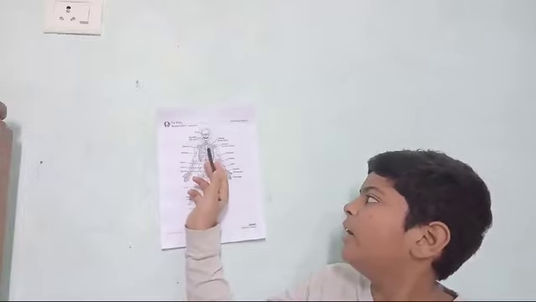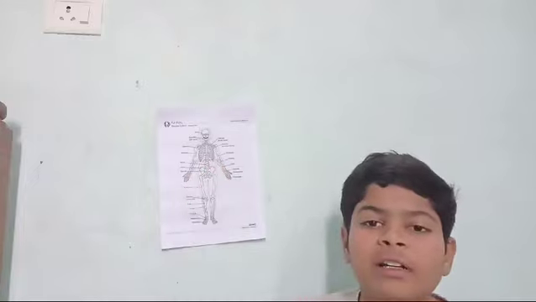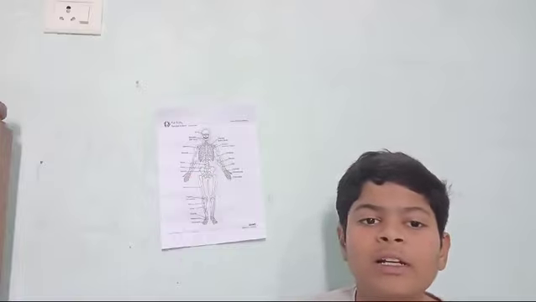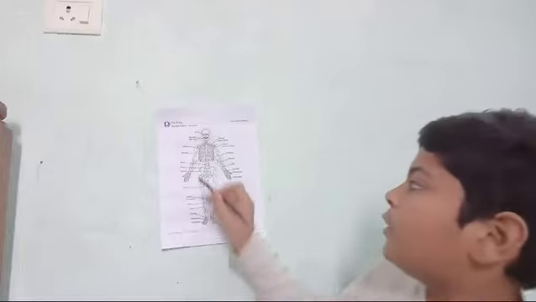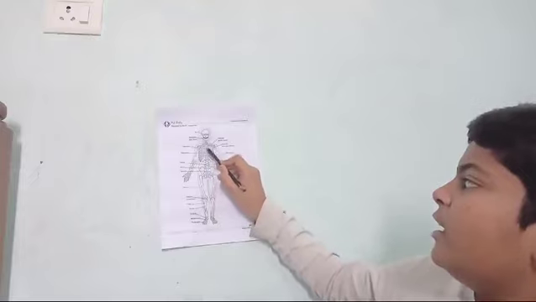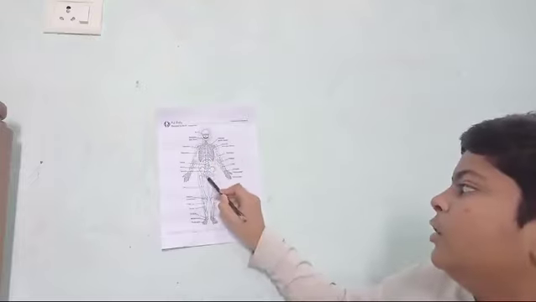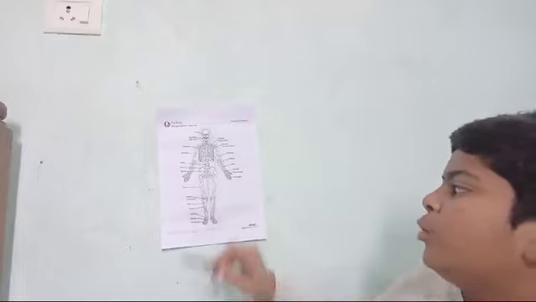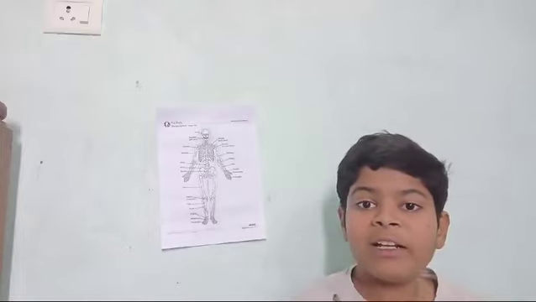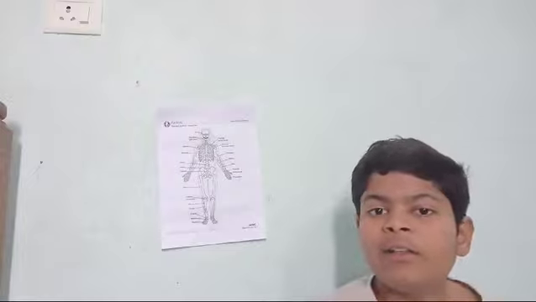Now here comes our girdle. We have two types of girdle. First is the pectoral girdle and then the pelvic girdle. The pectoral girdle is our hand girdle, and these two are hand girdles. And this is our pelvic girdle. We have two pelvic girdles and two pectoral girdles.